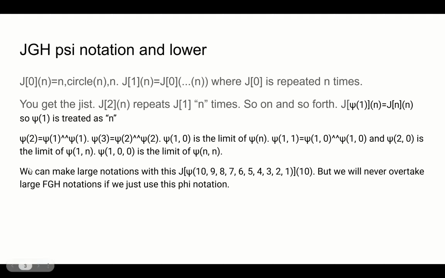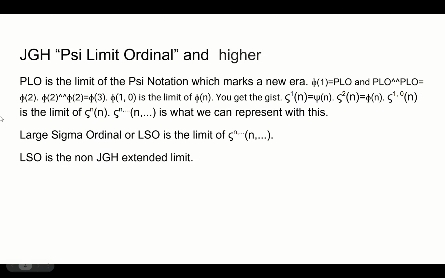We can make large notations like this. J psi 10 9 8 7 6 5 4 3 2 1 10, but we will never overtake large FGH notations if we just use this fine notation, I think.